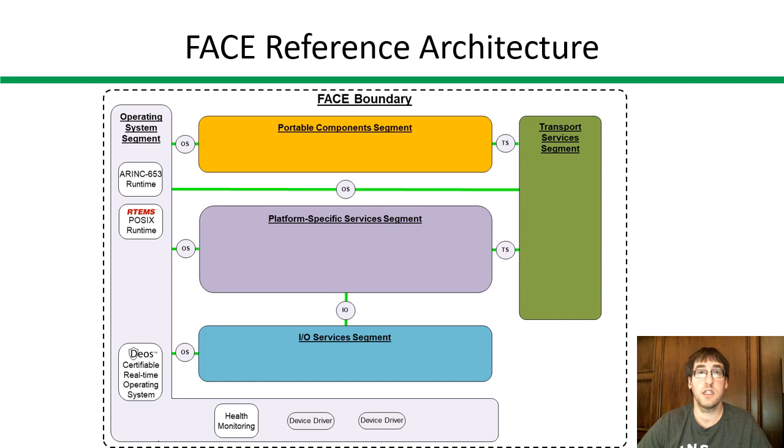The FACE architecture was introduced in edition 1.0 with 5 core segments that remain to this day: the Operating System segment, Portable Components segment, Platform-Specific Services segment, I/O Services segment, and Transport Services segment. The basic functionality of each segment is the same over time, although the interfaces have undergone significant changes, migrating from procedural-style interfaces toward an object-oriented approach and adoption of interface definition language.